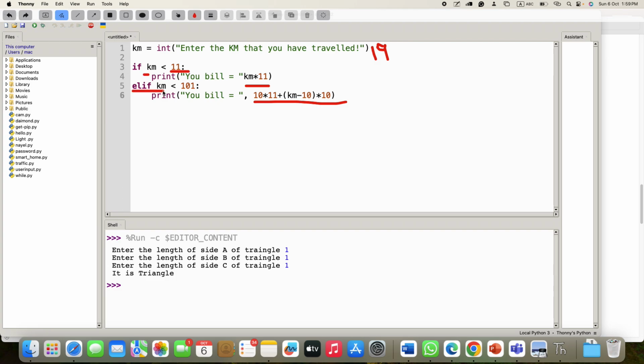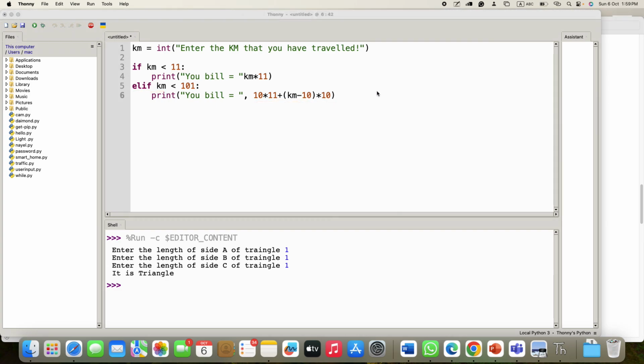It will say if kilometer is less than 101, yes, it's 19. So what it will do is, it will simply multiply 10 by 11, and then 19 minus 10 is 9, right? The remaining 9 will be multiplied by 10. This way you get your total bill. End of the story, right?